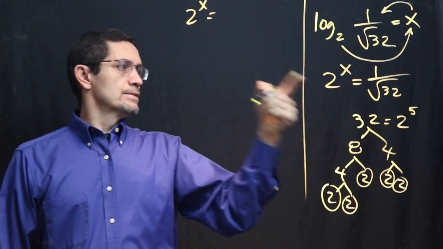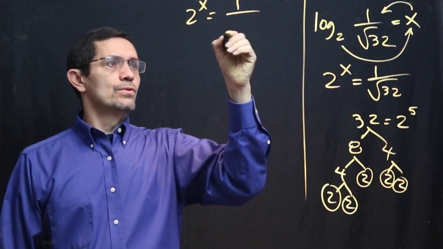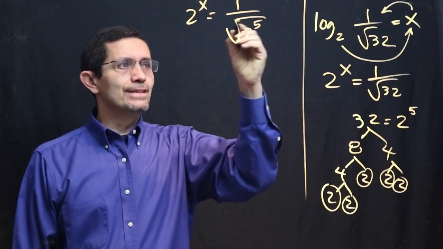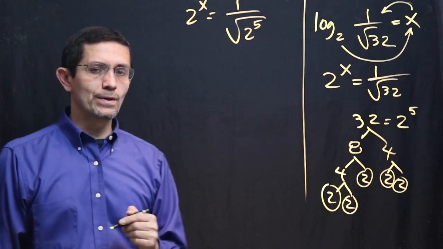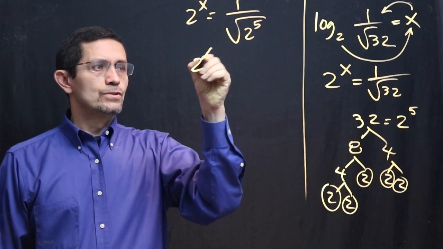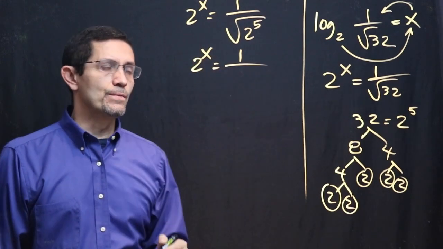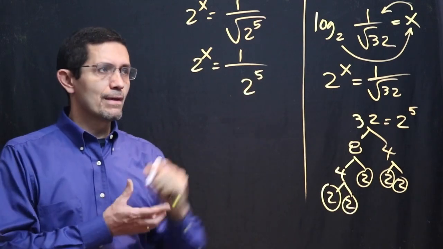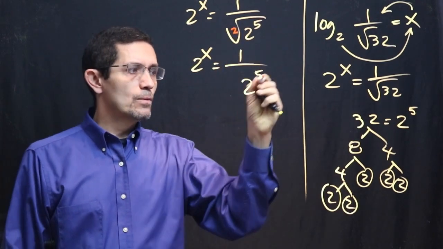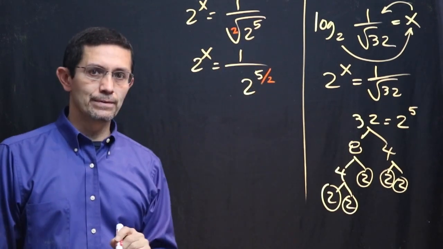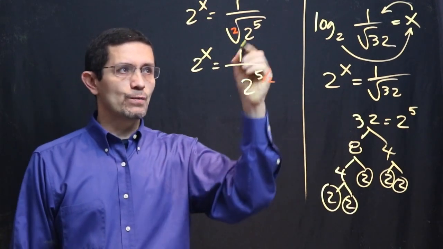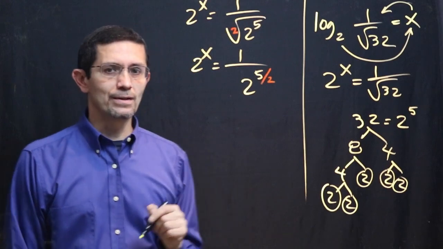2 to the x is the same as 1 over square root of 2 to the 5th power. I need to rewrite this as a rational exponent. Okay? 2 to the x is the same as 1 over rational exponent. I bring my power and my index will divide my exponent. Okay? My index divides my exponent. And that's how I rewrite a radical as a rational exponent.